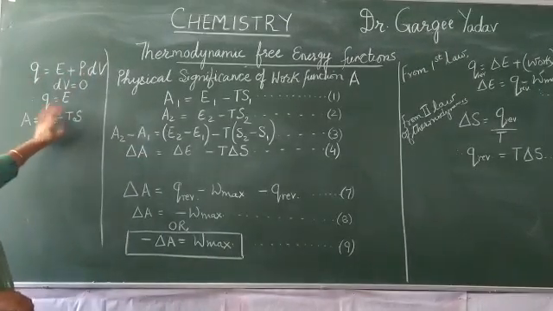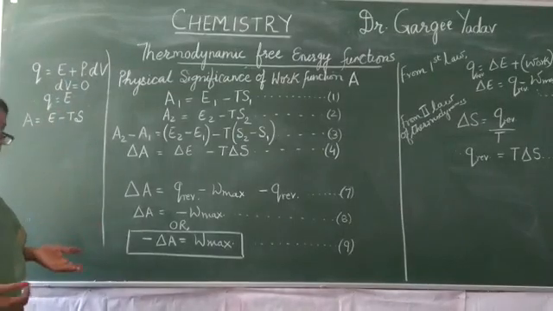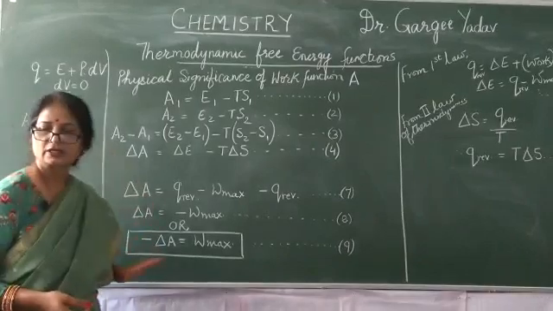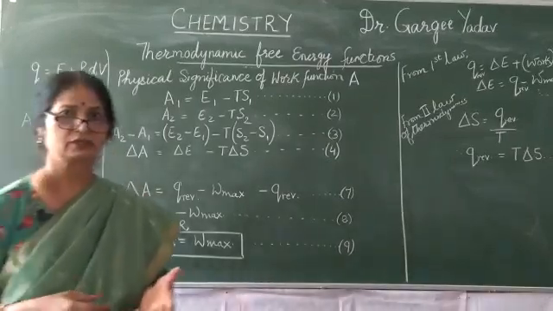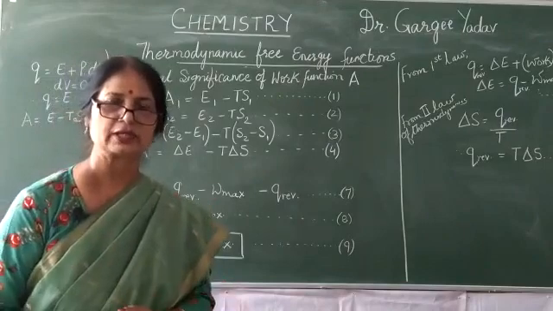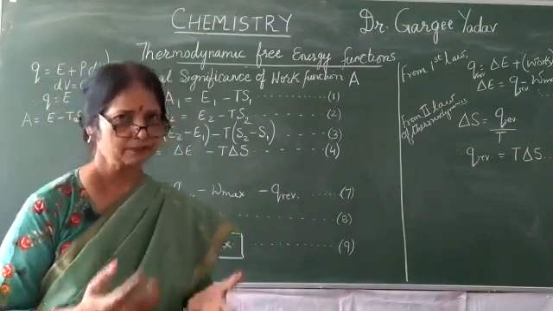So this Q will be equal to E. And here we arrive at the Helmholtz work function. So A will be equal to E minus TS. As we all know, the available energy was Q minus TS. I just told you that it was Q minus TS. And here Q will be replaced by E.